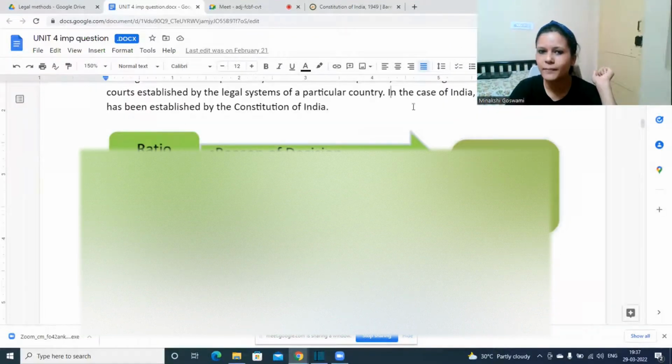Okay, now when we talk about a decision, one particular judicial decision will have 2 different parts in it. One is ratio decidendi and another one is obiter dicta. Ratio decidendi is nothing but the reason for the decision. Even though a decision is given by a judge, that decision has to have a reasoning also.